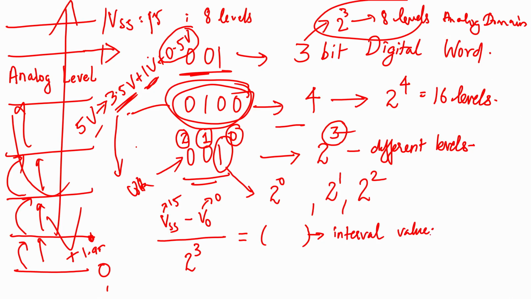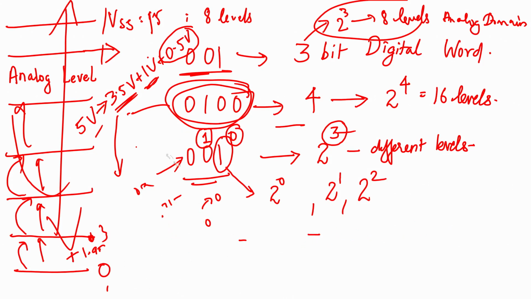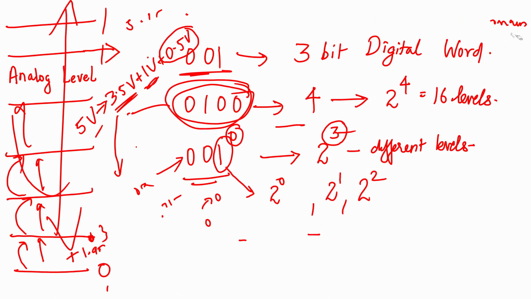Then what we have to do is find out the voltage corresponding to one level, correct. So, let us say we take 0 0, okay, that is clear to you. So, let me go back, let me clear this out. You understood what a digital word is.